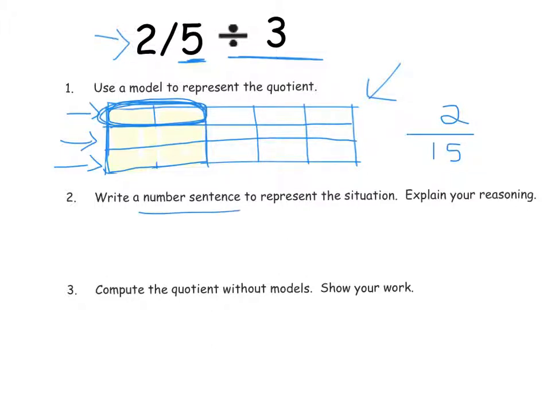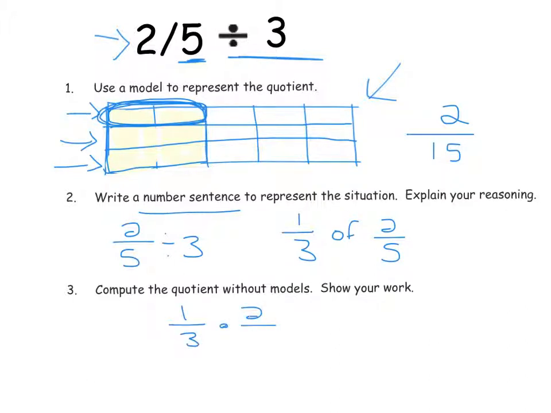So write a number sentence. The first part is already written for us: 2/5 divided by 3. But we could have also said we needed to take 1/3 of our 2/5. So if I change that of to multiplication, we will end up getting the exact same thing as we got with the model. 1 times 2 is 2, 3 times 5 is 15.